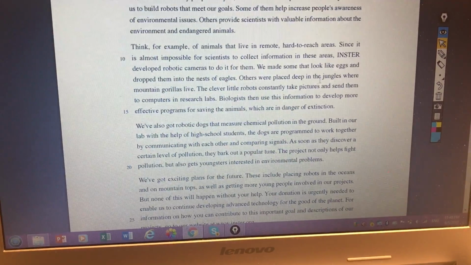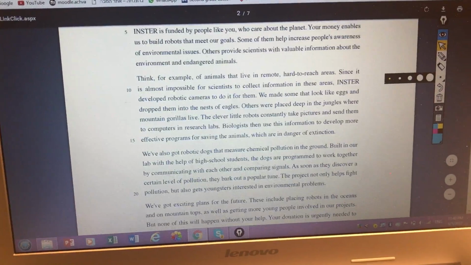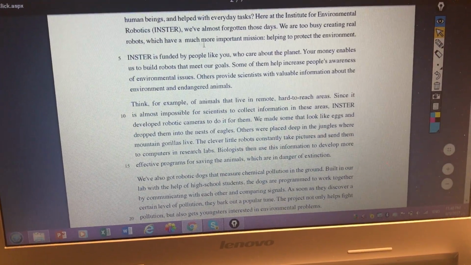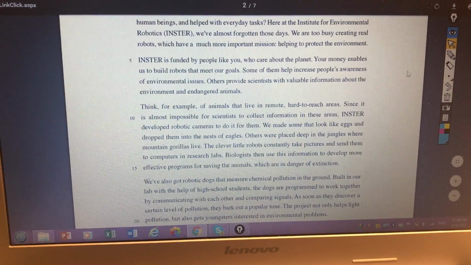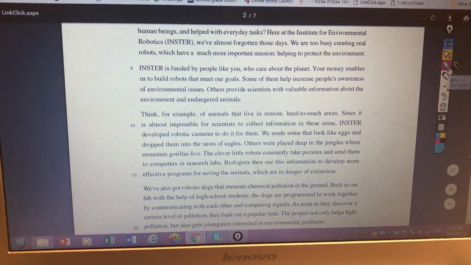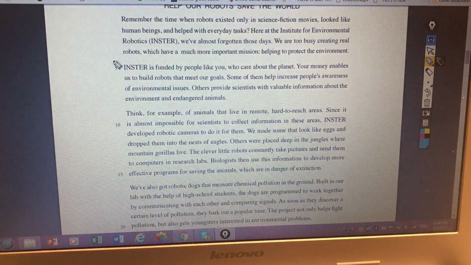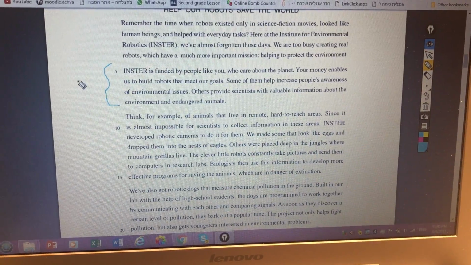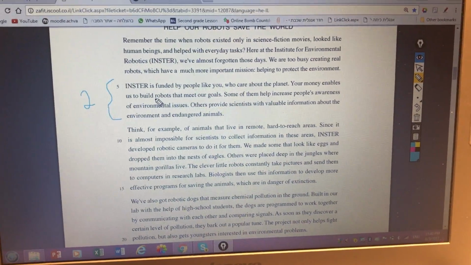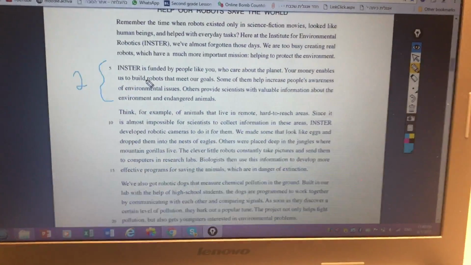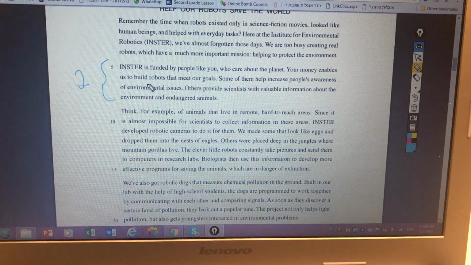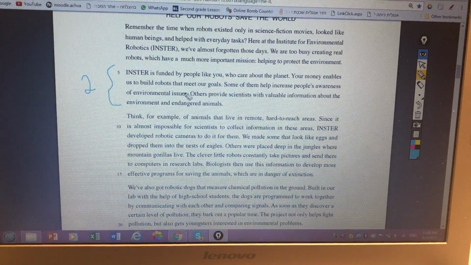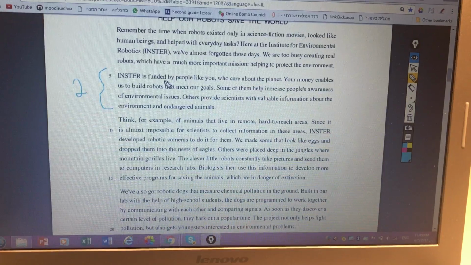Sorry, paragraph 2. So we did paragraph 1 and now we're going to do paragraph 2. Go back to this. Paragraph 2, and we're going to highlight the keywords that will be relevant to understanding this paragraph.